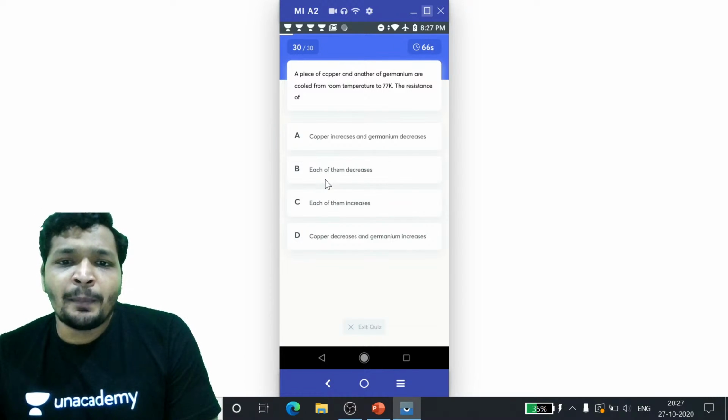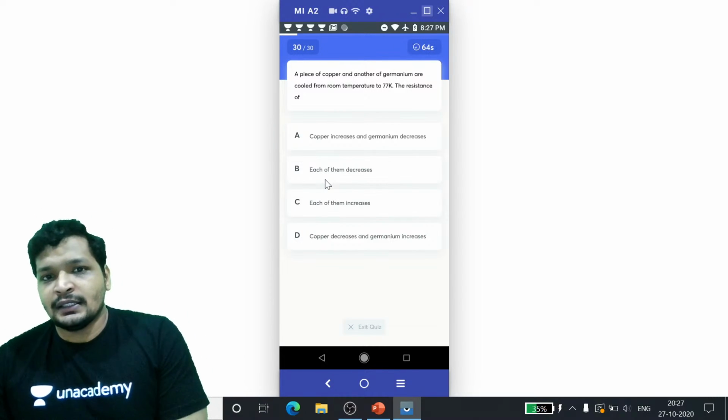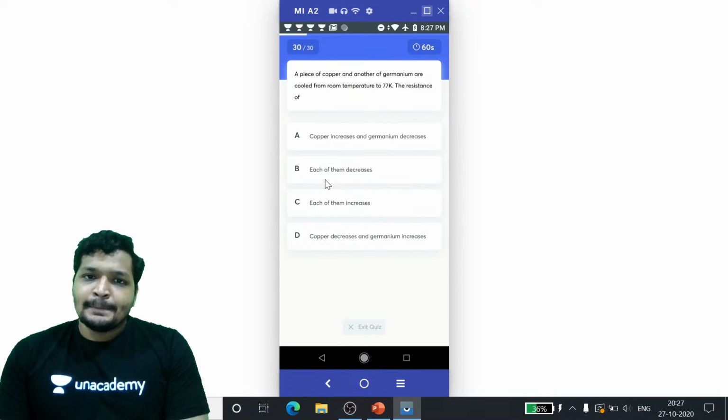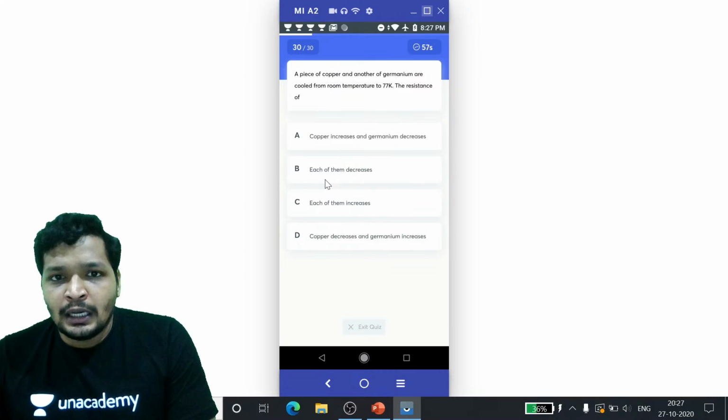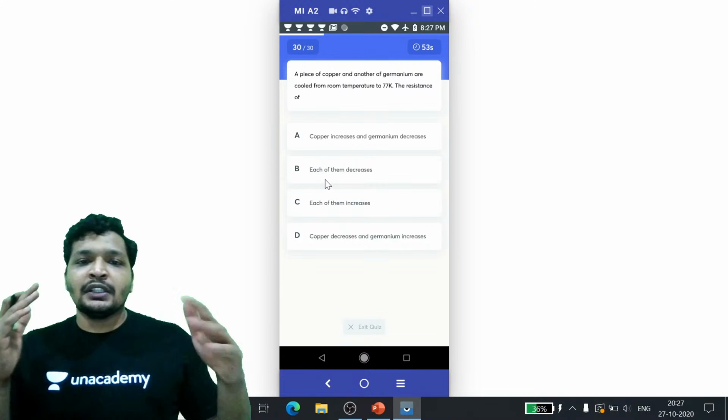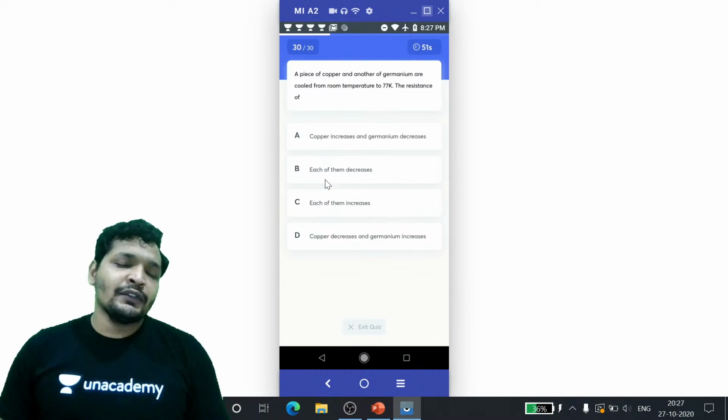So the resistance of the copper decreases and germanium increases. We did this. So it's D, right? Anyway, it is cooled. So do notice a few things in your exam very carefully. It can be a very easy question, but don't miss it out in your exam. I think this is a previous year question.